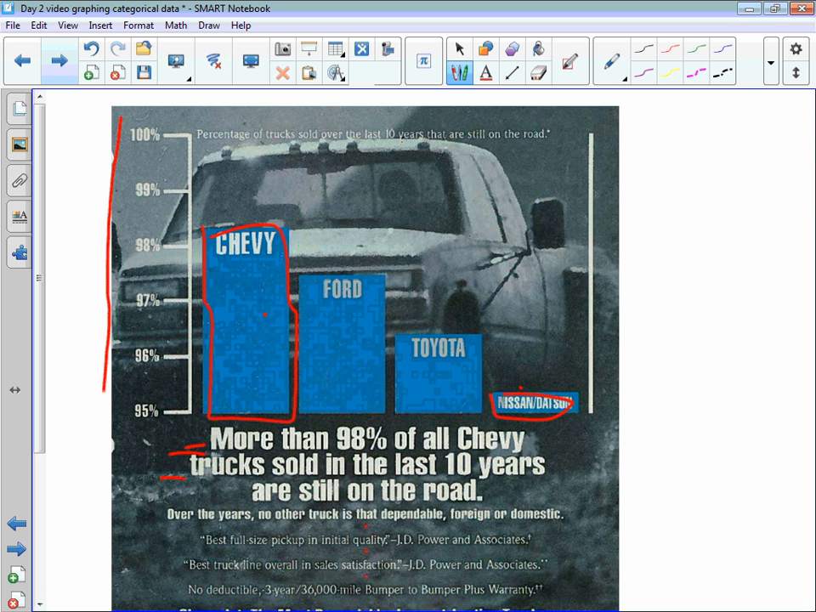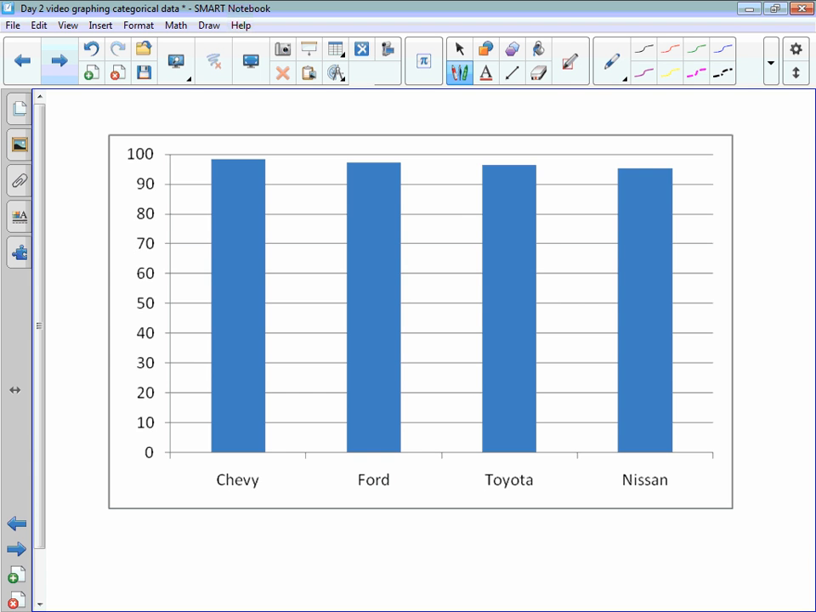But the problem here is the scale of the axis. Notice that it starts at 95% and ends at 100. Look what happens if we rescale these exact same numbers and start at zero. So the Chevy better than Nissan? Yes. Is it much better than Nissan? No, not really. And so we look at this. Whenever you look at any type of advertisement that has a graph, you gotta look at the axes. You gotta look at how they're labeled.